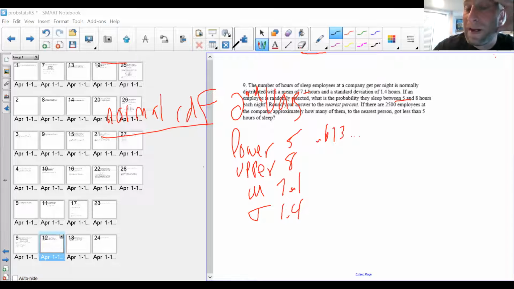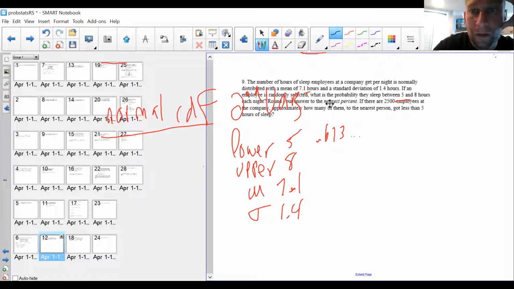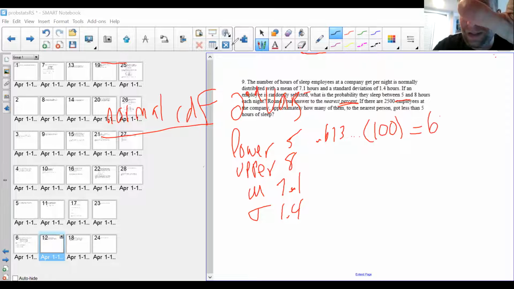Now there are three possibilities. I could just leave it. I can multiply it by 100 for a percent, or I can multiply by the number of data points if it gives me the number of data points. So what is the first question asking? To the nearest percent. So I'm going to multiply by 100, and that's going to give me 67%.